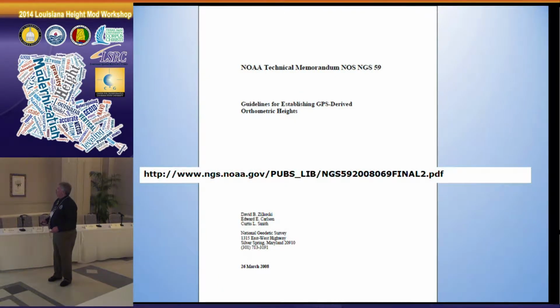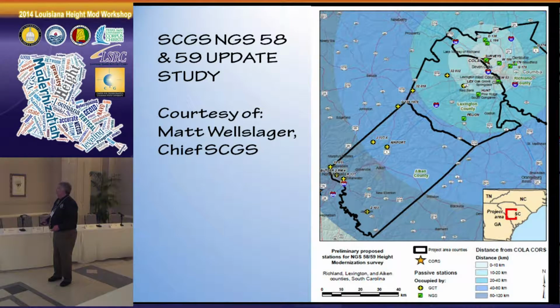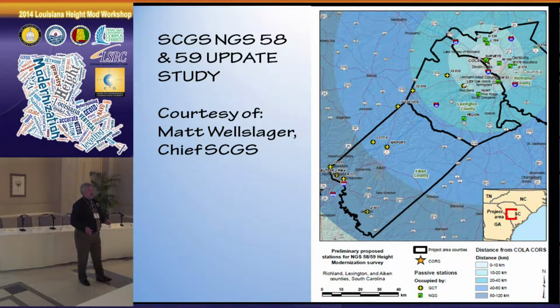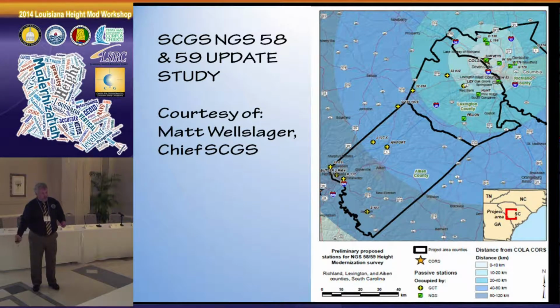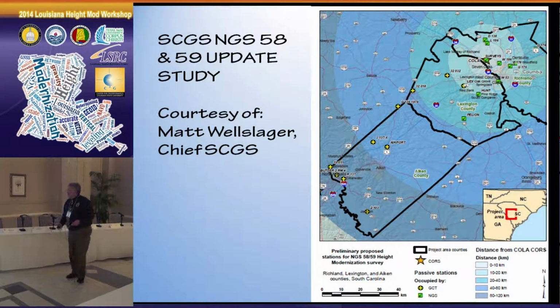Okay, so 58, 59. Now here's the update study I was talking about from South Carolina. They're actually using real-time positioning, too. And they're trying to see how reliable they can do this to produce maybe comparable GPS-derived heights. I don't mean to complain, but I wish they would have talked to me about this. I think I could have helped them.